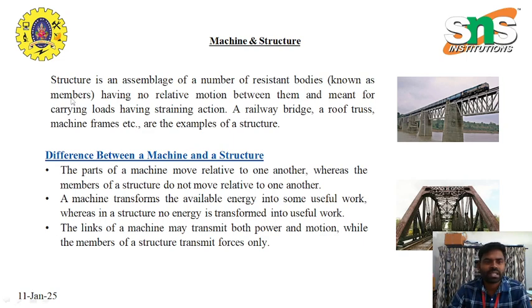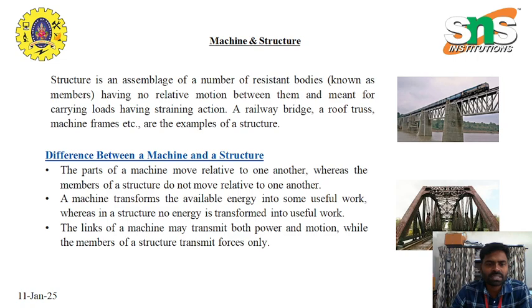A structure is an assemblage of a number of resistant bodies having no relative motion between them, meant for carrying loads and having a straining action. If you take a railway bridge, buildings, tables, chairs, they are fixed ones, and they only carry the load to the subsequent component parts. The railway bridge, roof truss, and machine frames are examples of structures.